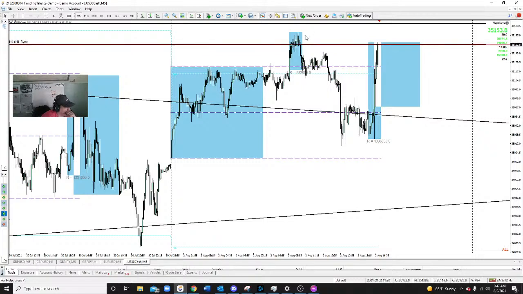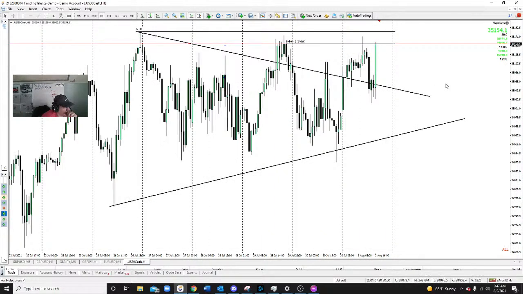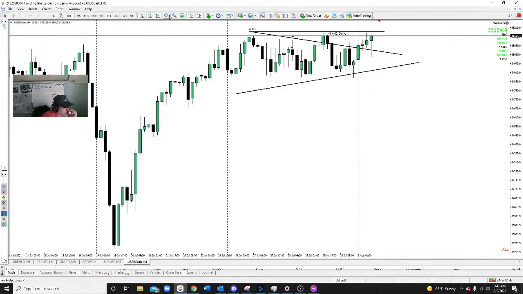Ooh, US 30 reaching that, looks like it might make a push for that all-time high. It's broken and retested here, but we'll see what it's going to do. This could still be the fake out to reach its all-time high.